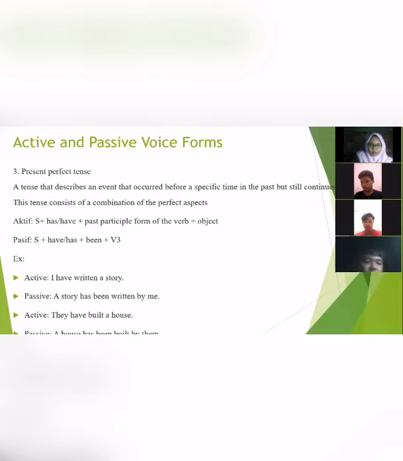3. Present perfect tense. A tense that describes an event that occurred before, at a time in the past, but still continues today. This tense consists of a combination of the perfect aspects. Active: subject plus has or have plus past participle plus object. Passive: subject plus have or has plus been plus verb 3. Example, active: I have written a story. Passive: a story has been written by me. Active: they have built a house. Passive: the house has been built by them. Next.